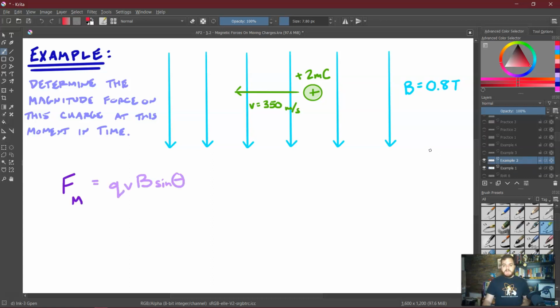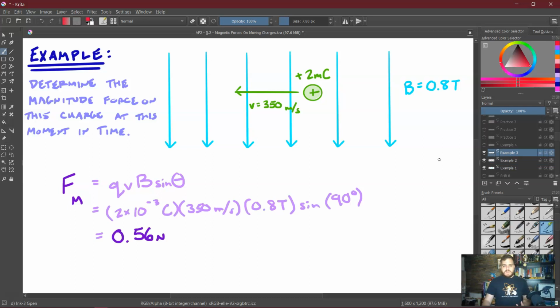Well, to find the magnitude, we're just going to use Fm is equal to QVB sine theta, where Q is the charge, so that's going to be 2 times 10 to the minus 3 coulombs, V is 350 meters per second, and B is 0.8 Teslas, and since the velocity and the magnetic field are perpendicular to each other at 90 degrees, we get sine of 90. We multiply those together, we get 0.56 newtons. So that's the magnitude of the magnetic force.